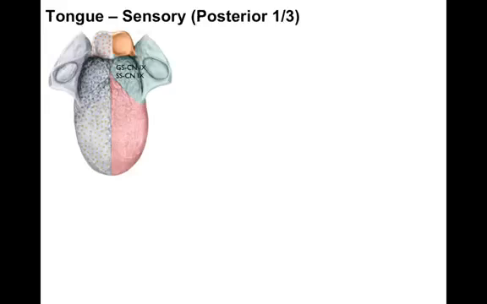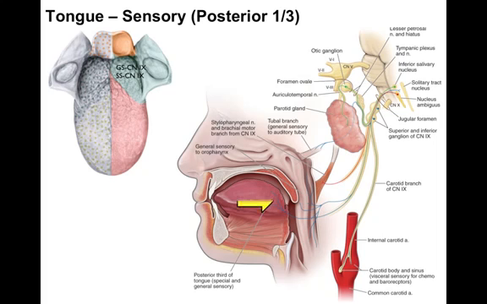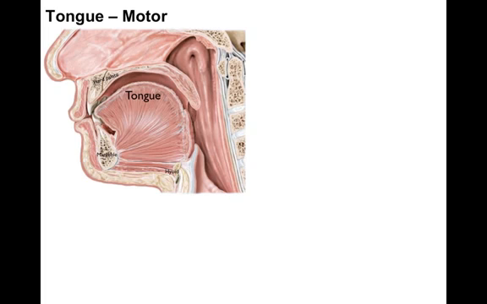Now the posterior third of the tongue. So there we've got general sensation, cranial nerve 9, special sensation, cranial nerve number 9. And so there we've got our posterior third of the tongue. And so general and special sensation are going to come from the posterior tongue and oropharynx and go back via cranial nerve number 9 to the medulla.